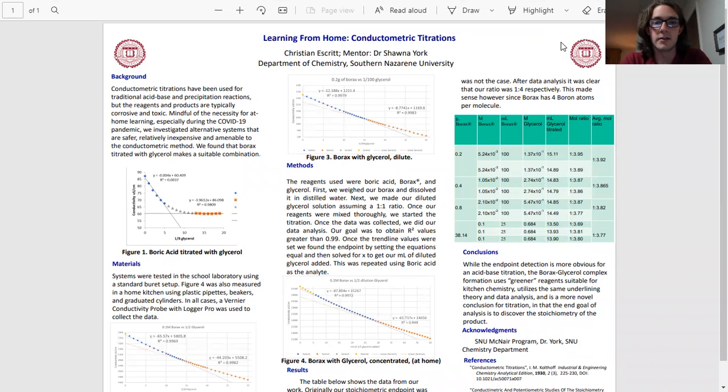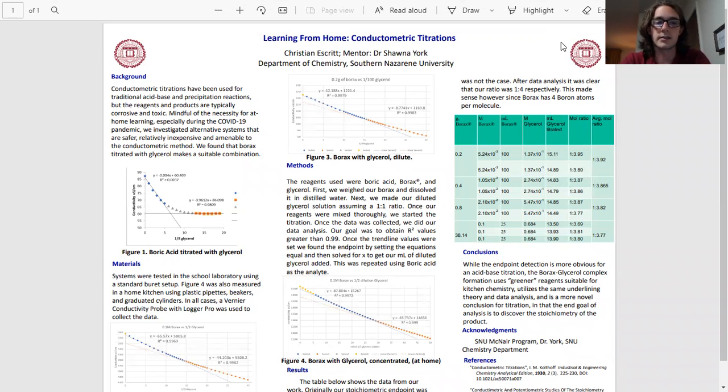I am a student at Southern Nazarene University, and my research project is over learning from home with conductometric titrations. My mentor for this project was Dr. Shauna York. So for some background, conductometric titrations are often used for acid-base and precipitation reactions.